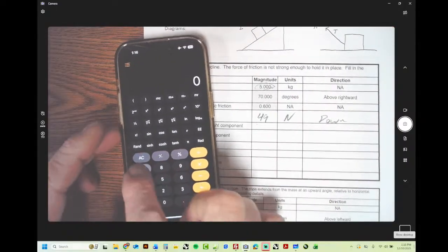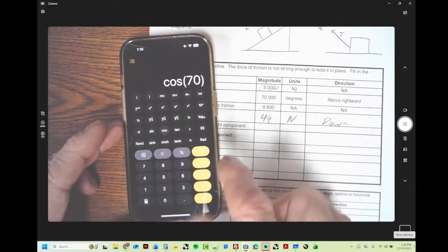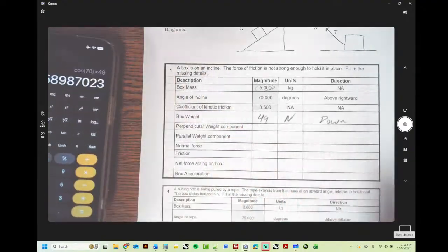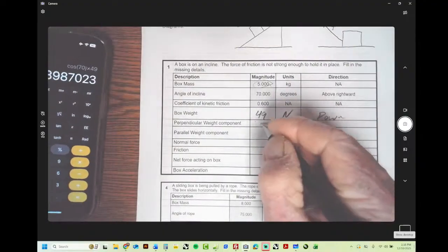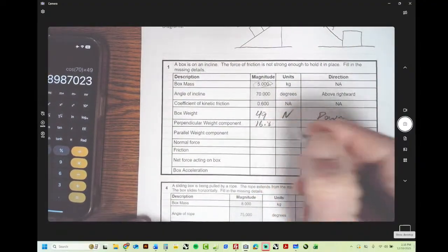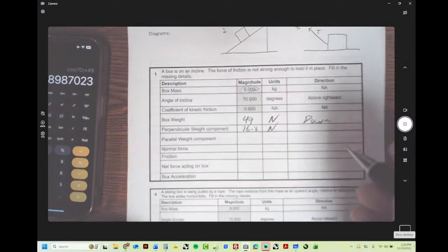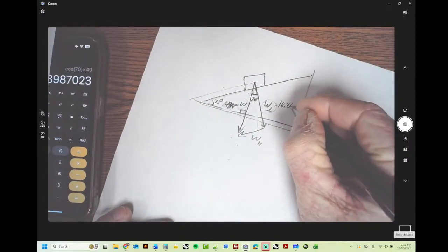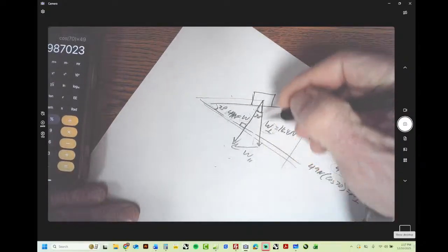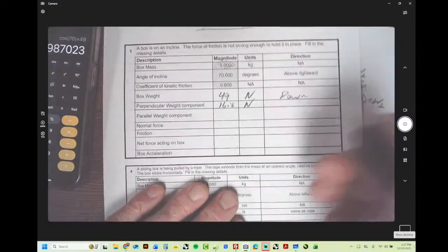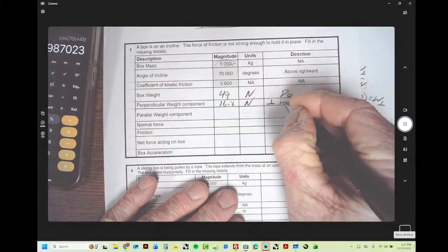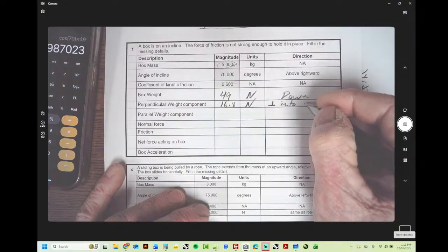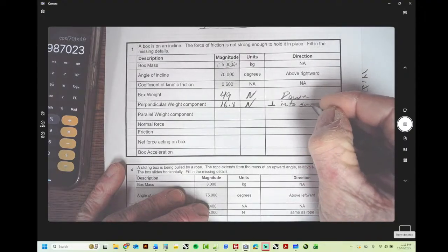So 70 degrees cosine times 49, 16.7 or 16.8. And the direction of this is perpendicular into the hill. So use the perpendicular symbol into the surface.